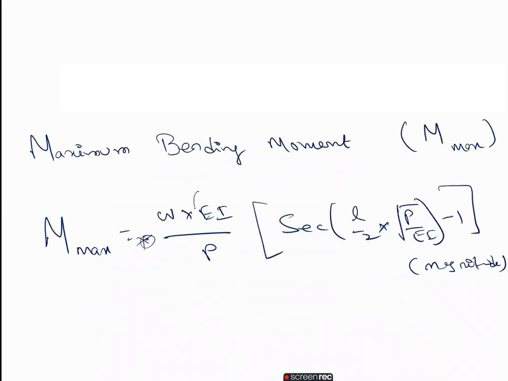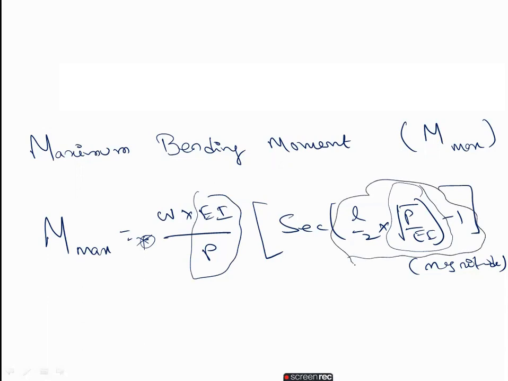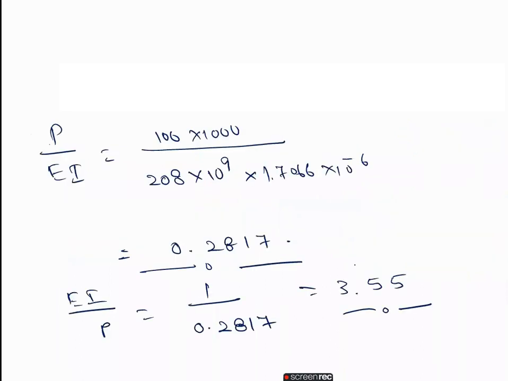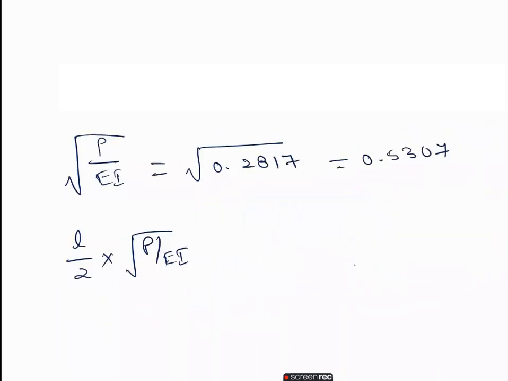So why am I calculating like this? In this formula, first we calculated the EI by P. Then the square root of P by EI we calculated. Next, now we are calculating L by 2 into square root of P by EI. Once you know all these things, we will solve the maximum bending moment easily. Okay. Now L by 2 into square root of P by EI.